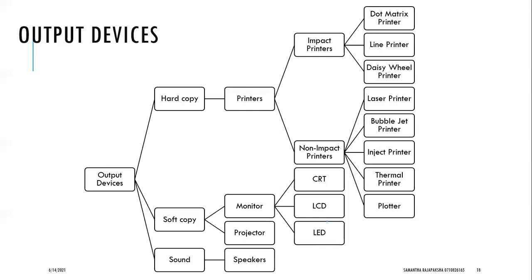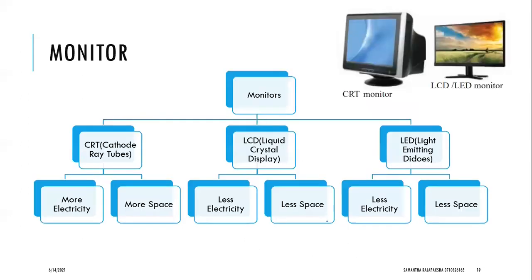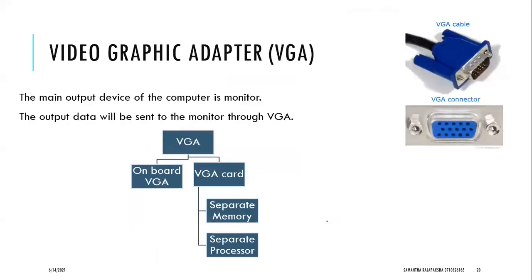So I assume you are familiar with these things previously. So this is the same thing, monitors. We had the CRT, LCD, and LED. Currently we are using the LCD, which uses less electricity and less space compared to the cathode ray tube, which is a very old monitor. And to connect the other external devices to the computer, we have different ports. On the back side of a computer, you can see different ports where you can connect other external devices.